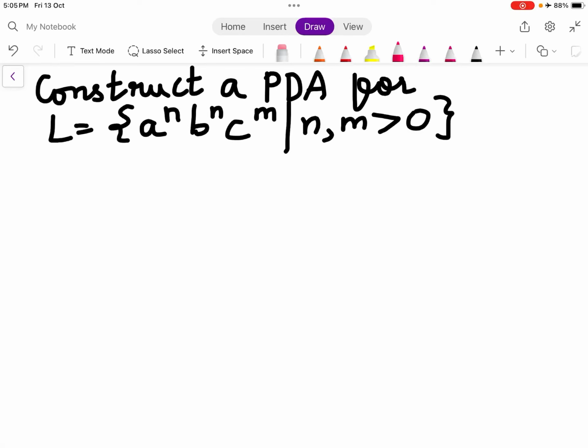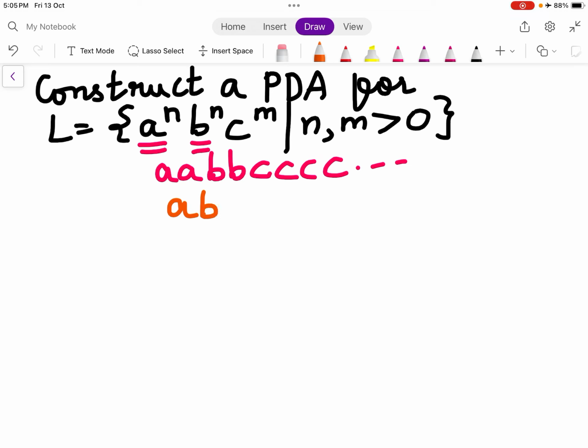So construct a PDA for the following language. Now in this you have A and B are equal. So for 2 A's you will have 2 B's and 1 C, 2 C, 3 C, 4 C, however many C's you can have. So this is the way it happens. For 1 A, 1 B will be there. For 3 A's you will have 3 B's, because A raised to n and B raised to n, that means A and B should be equal.